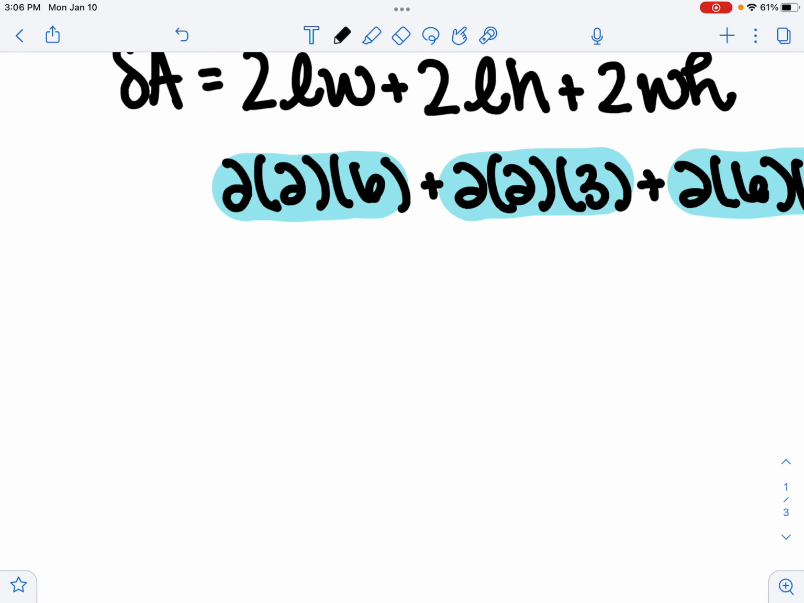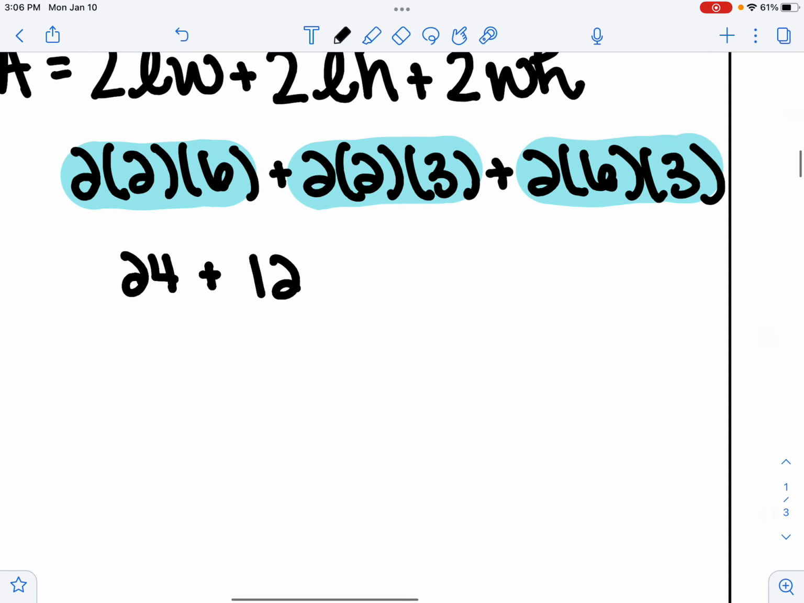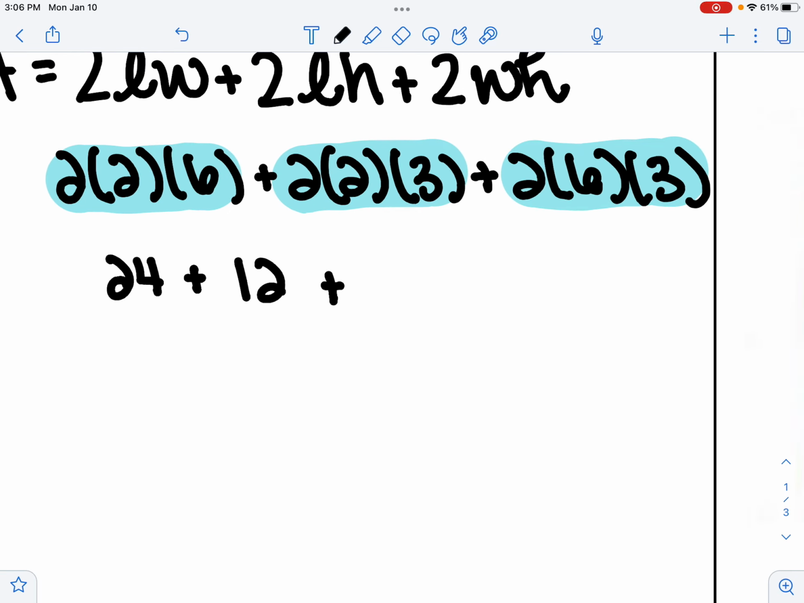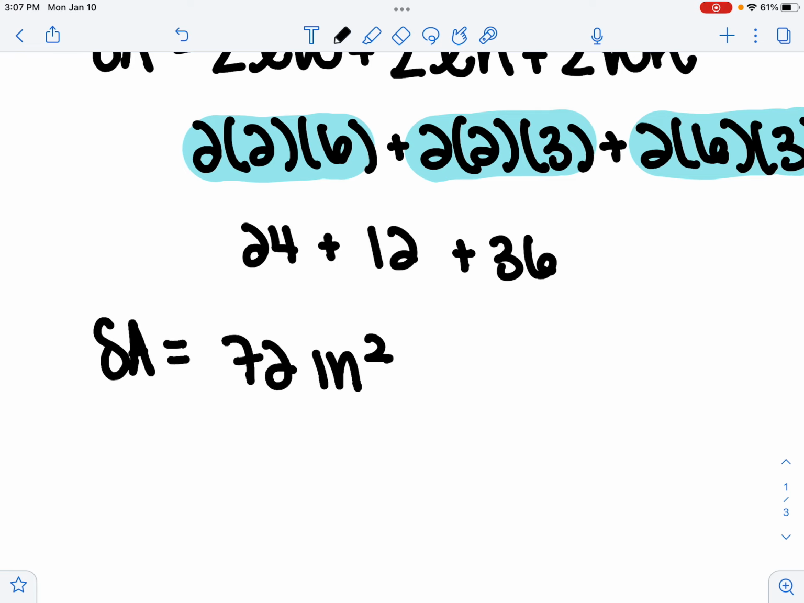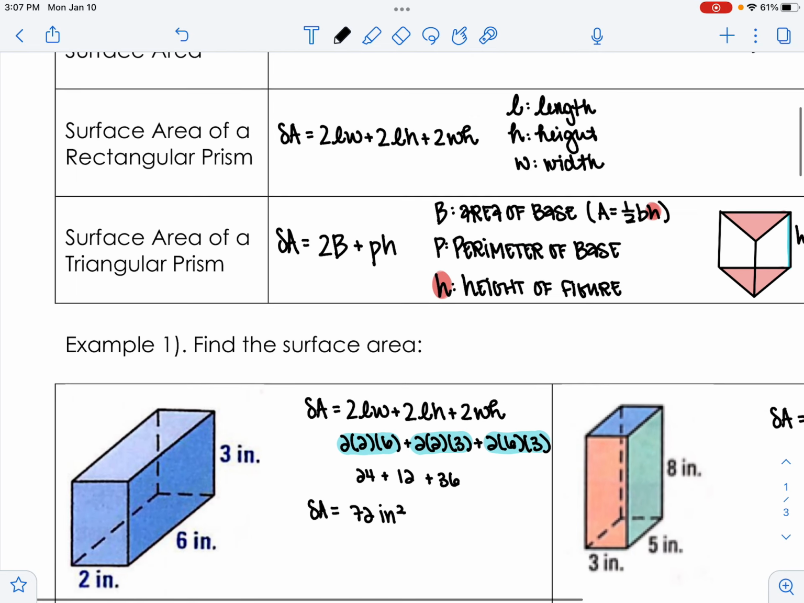So multiplying my first chunk here, 2 times 2 times 6 is 24, plus 2 times 2 times 3 is 12, plus 2 times 6 times 3 is 36. And then to find your surface area, we add those all together and we get 72. And the label is inches squared because I'm talking about surface area.